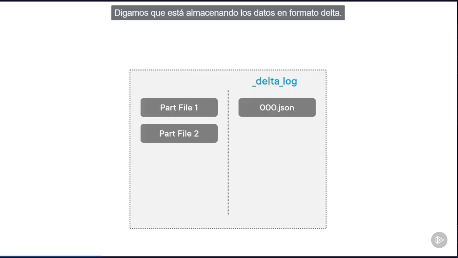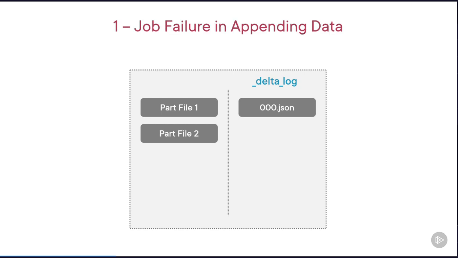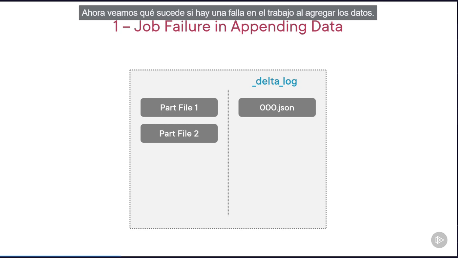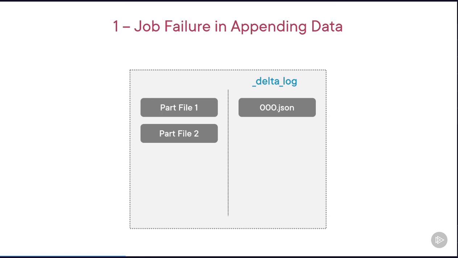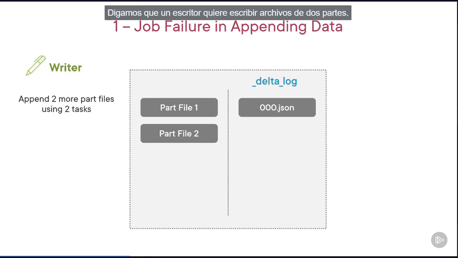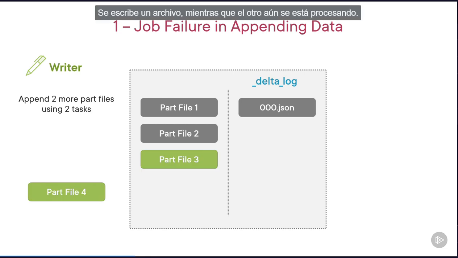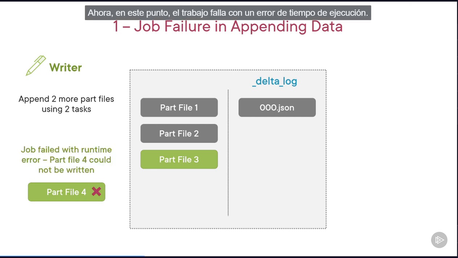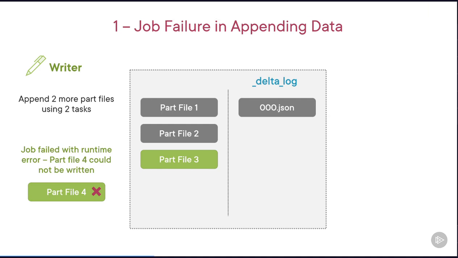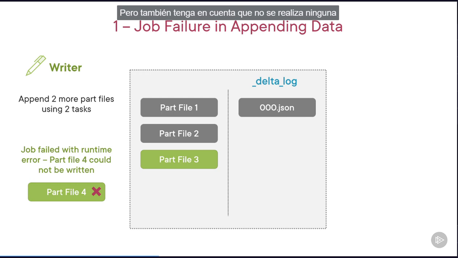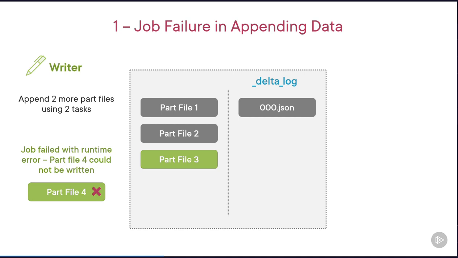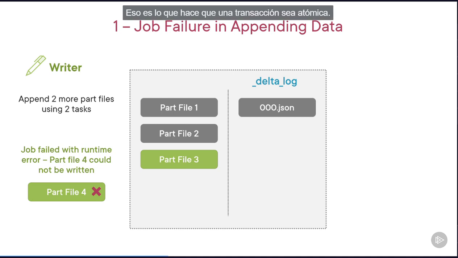Let's say you are storing the data in Delta format. Two part files have been stored, and a log file is stored corresponding to that. Now let's see what happens if there is a job failure while appending the data. Let's say a writer wants to write two part files. One file is written while the other is still getting processed. Now at this point, the job fails with a runtime error. This means part 4 could not be written. But also notice that no entry is made to the transaction log. That's what makes a transaction atomic.